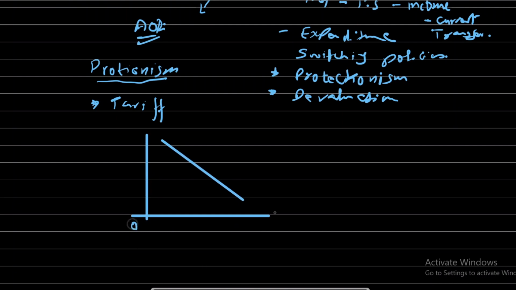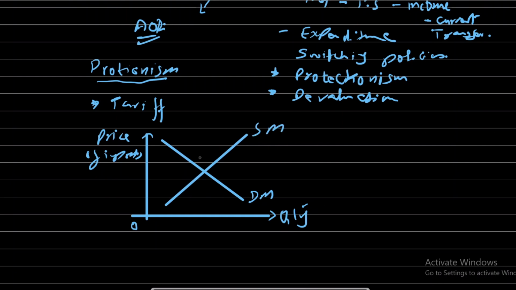And this is the origin point. On X we have quantity of imports, and this is demand for imports. And on Y we have the price of imports, right? Price of imports. Okay, so this is the supply of imports. Demand and supply of imports intersect each other at point A, where the quantity of imports is Q and the price of imported goods is P.